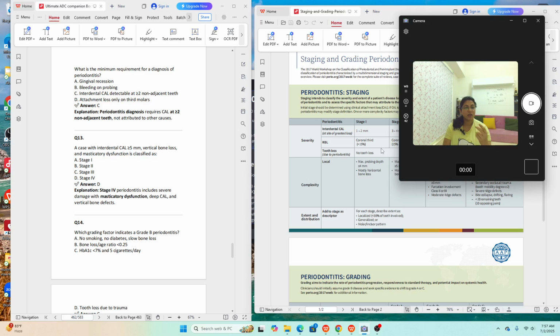So 2 teeth on non-adjacent sides. It may be this molar, that molar, but if you find it on 2 adjacent teeth, then it is not a periodontitis diagnosis. You get my point? It cannot be a premolar and a molar next to each other. It can be tooth number 4, it can be tooth number 6. It cannot be tooth number 5 and tooth number 6. That is the minimum requirement if you want to diagnose a case as periodontitis. Understand this, very important.